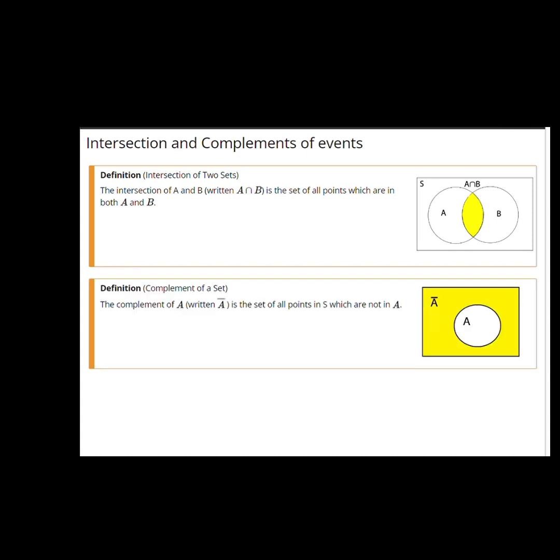The complement of an event A is written A bar, and this is the set of all points in the sample space which are not in A, again colored yellow in the figure to the right. The complement of an event A, in probability language, is the event that A does not occur.